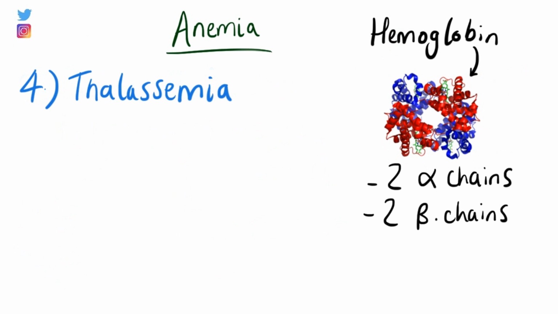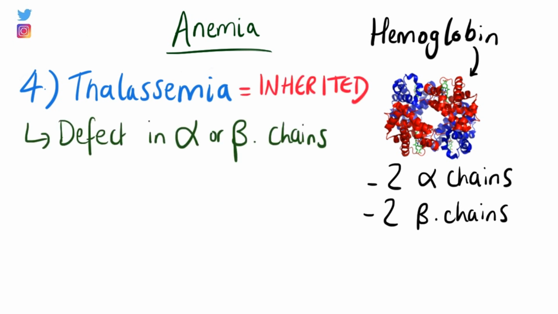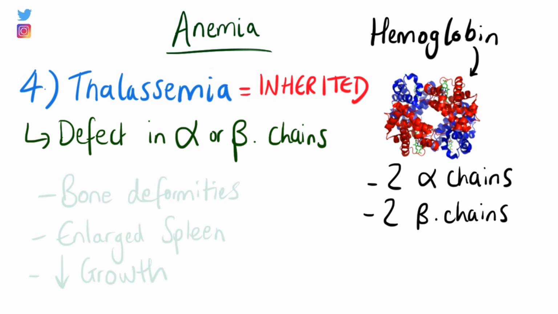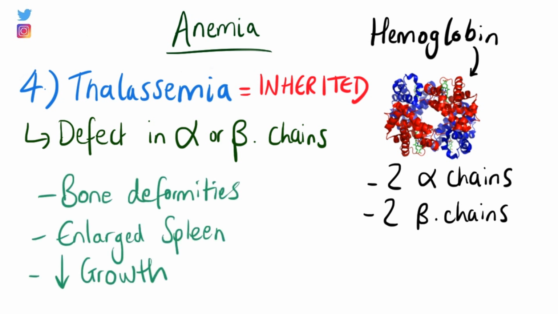Thalassemia is another type of anemia which is also inherited. Hemoglobin, which is inside red blood cells, contains 2 alpha peptide chains and 2 beta peptide chains. With thalassemia, there's a defect in either the alpha chains or the beta chains of the hemoglobin. So from this we can have alpha thalassemia or beta thalassemia depending on which chain has been affected. There are different types of thalassemia with varying severity, but bone deformities, enlarged spleen, and slowed growth can also occur alongside those with thalassemia.